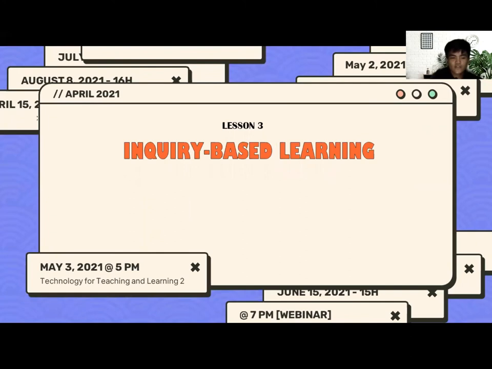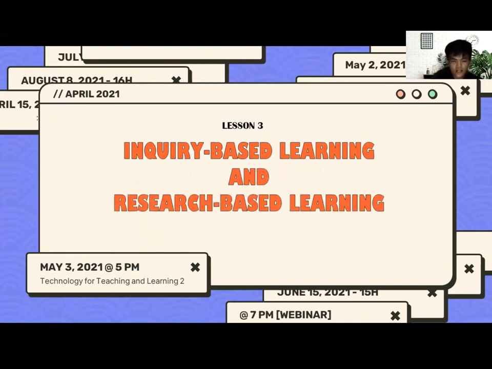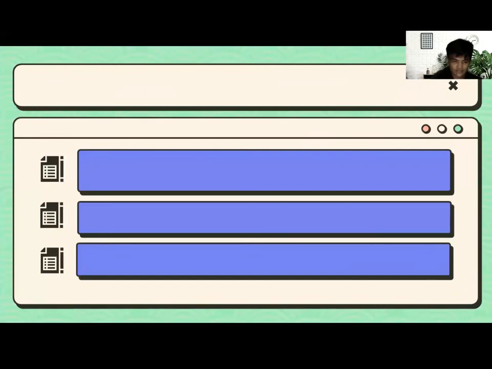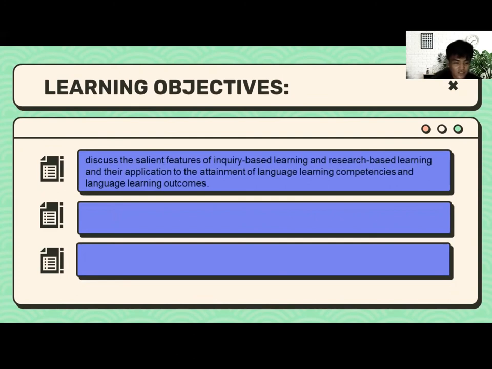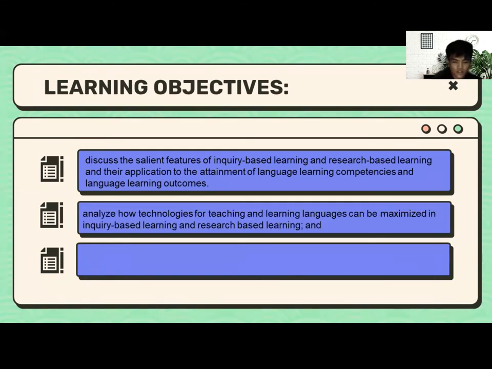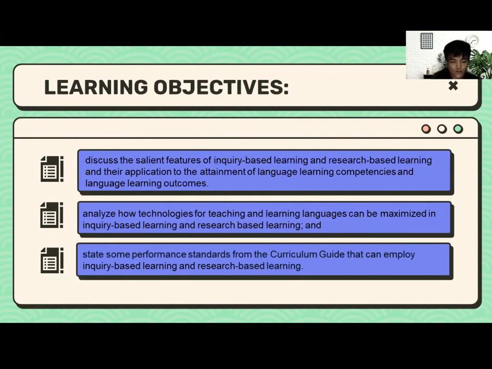Our lesson three is all about inquiry-based learning and research-based learning. At the end of the lesson, students should be able to, we have also the learning objectives, discuss the salient features of inquiry-based learning and research-based learning and their application to the attainment of language learning competencies and language learning outcomes. Analyze how technologies for teaching and learning languages can be maximized in inquiry-based learning and research-based learning, and state some performance standards from the curriculum guide that can employ inquiry-based learning and research-based learning.